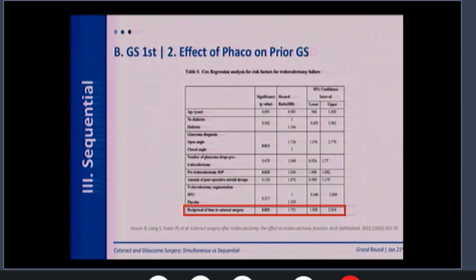This study has calculated the hazard ratio, and they found that if you do the phaco 6 months after trab, the ratio is 3. If you do it 1 year after trab, which is the figure over here, it's 1.7. If you do it 2 years after trab, the ratio is 1.2. So the conclusion is to try to delay the phaco after the trabeculectomy as much as you can. If possible, delay it up until 2 years, but after 1 year, the chances of success are comparable.